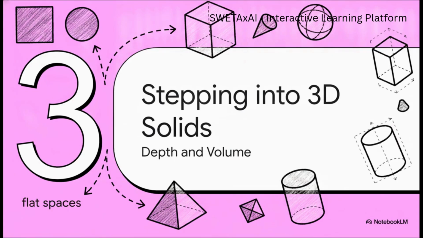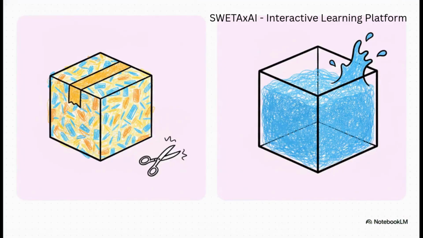Okay, you've mastered flat spaces. Now let's step up into Section 3, stepping into 3D solids, depth and volume. Time to add some serious depth to our geometry toolkit. So the crucial point here is really understanding the difference between the outside and the inside in a 3D world. Surface area is the total area covering the outside of a solid. It's effectively a 2D measure wrapping a 3D shape, kind of like wrapping paper on a box. Volume, though, is the actual amount of 3D space occupied by that solid. It's how much water the box could hold inside.